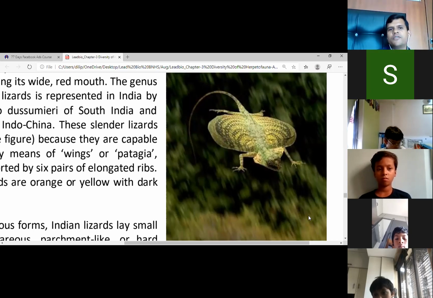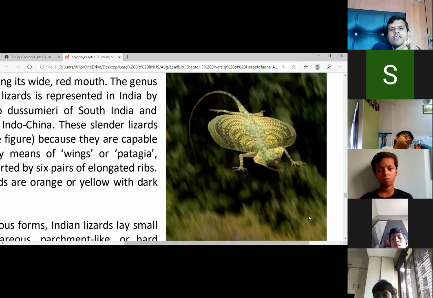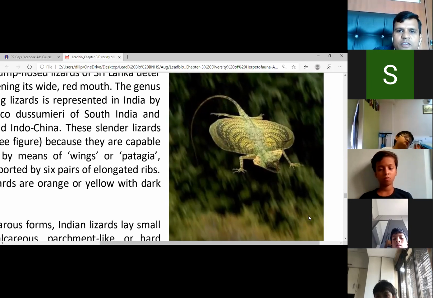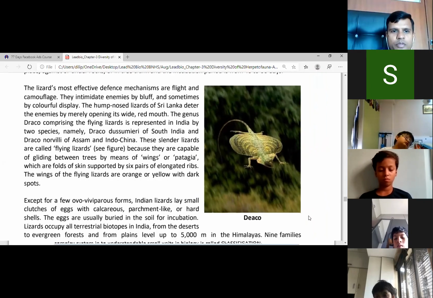I saw some Dracos in Goa very recently. They can fly very well, very interesting to see. We think it is a small bird or insect, but actually it is a lizard. When it stops, it folds its wings, and it spreads them only when it has to fly. Draco is seen a lot in Goa, in the forests of Goa.